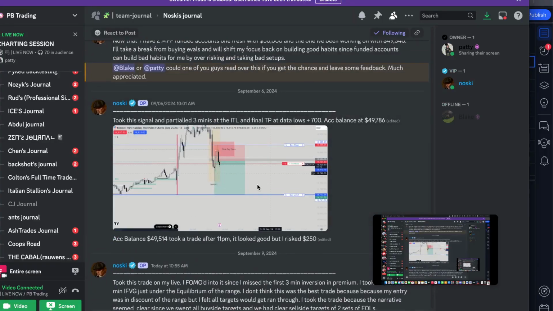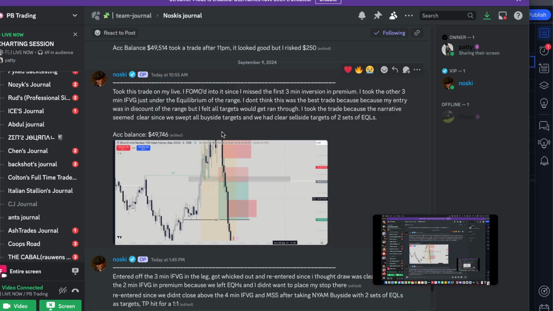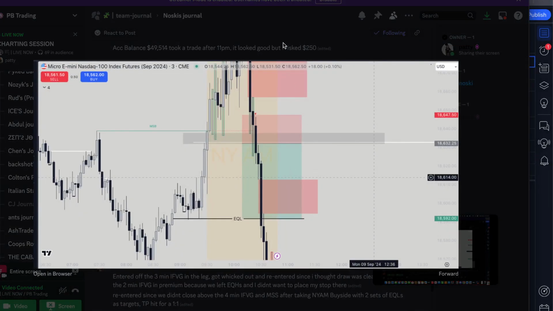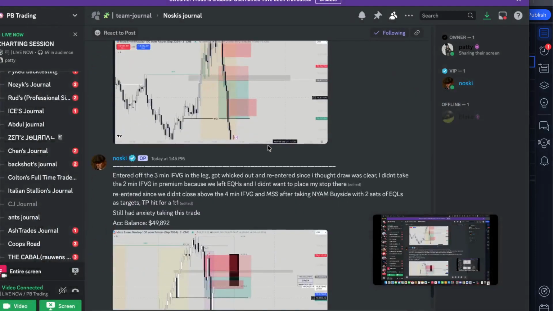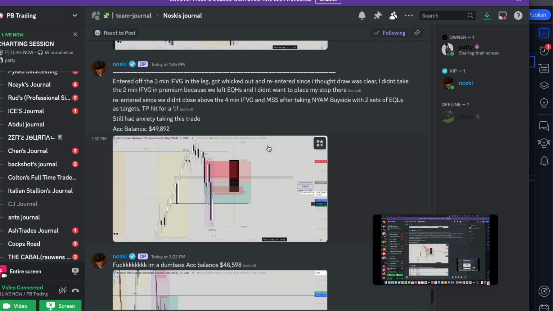Let's see. I took the trade live. I FOMO'd into it since I missed the first 3-minute version premium. I took the other 3-minute just under the equilibrium of the range. I don't think this was the best trade because my entry was in discount of the range, but I felt all targets would get ran through. I took the trade because the narrative seemed clear. Since we swept all buy side targets, we had clear sell side targets. The sell side draw was super clear. So if you're willing to risk it like this, it's up to you. I didn't want to really risk like that, but yeah.